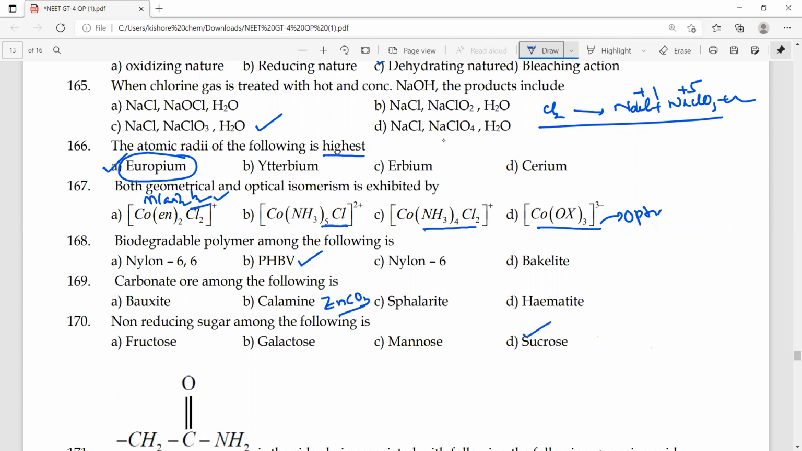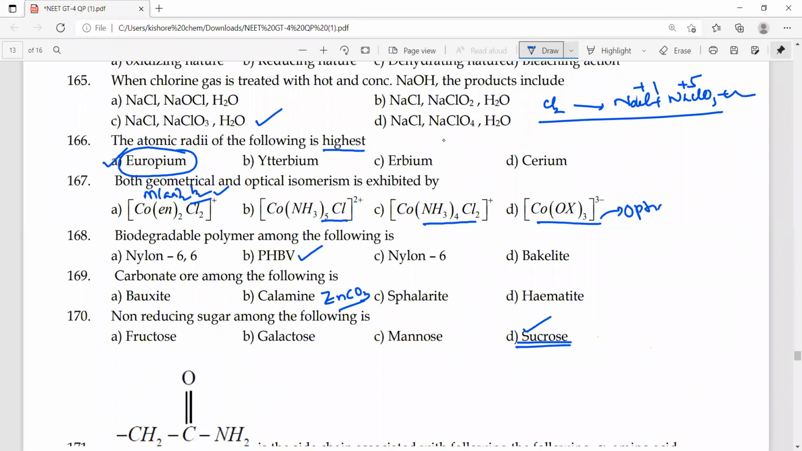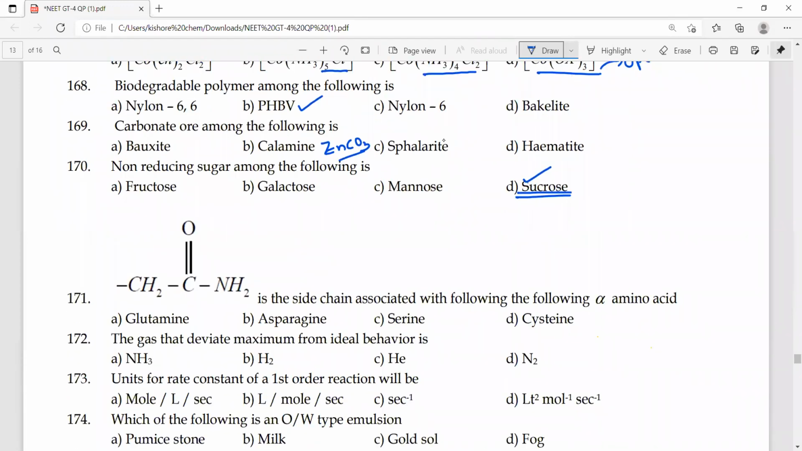Non-reducing sugar: in disaccharides, only one non-reducing sugar is there. In the side chain, the alpha amino acid containing an amide group is only glutamine. Which one has more attractive forces shows more deviation, that is ammonia.